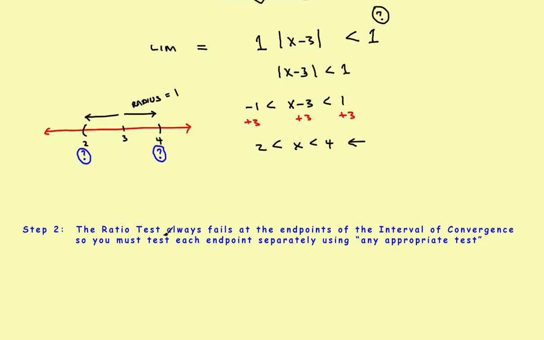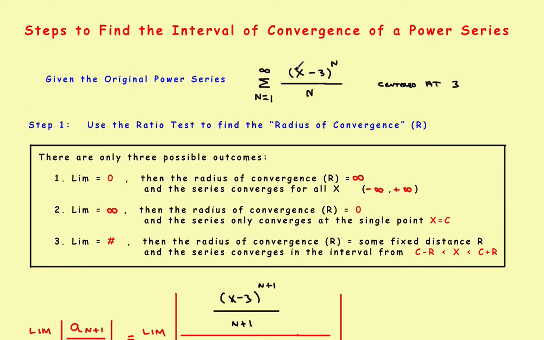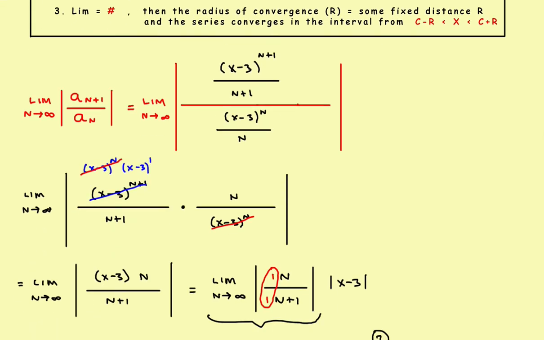So to test each one of the endpoints, you take each limit. The left endpoint is 2, the right endpoint is 4. So take 2 and take 4 and plug them into the original function and then evaluate that and see what happens. Again, if we go way back up to the top, the original function was x minus 3 to the n divided by n. So we'll rewrite that back down here.